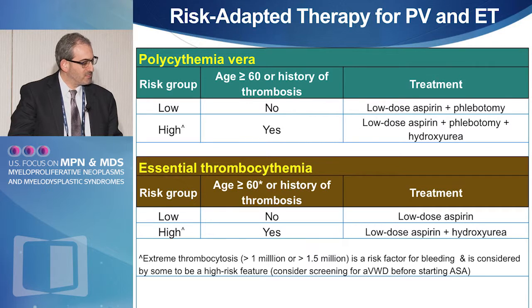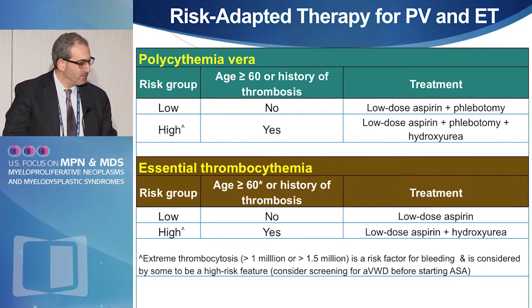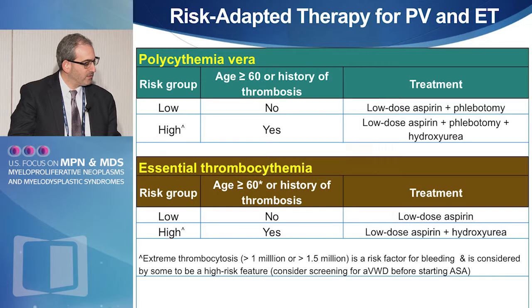Now, you've seen this risk-adapted therapy algorithm for how we address treatment options for PV and ET patients. And again, if you're low-risk PV, that is age less than 60 and no history of thrombosis, low-dose aspirin and phlebotomy is standard of care. For high-risk PV patients, either having advanced age or a history of thrombosis, you add a cytoreductive drug, with Hydrea generally being considered first line. Essential thrombocythemia, the same type of treatment perspective: low-risk patients just aspirin, and high-risk patients addition of a cytoreductive.